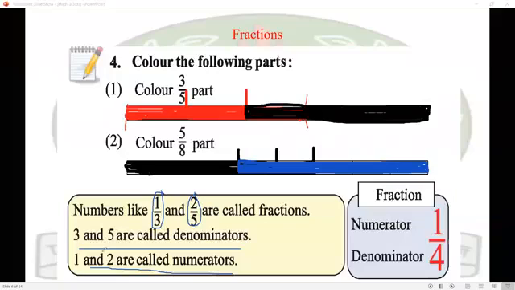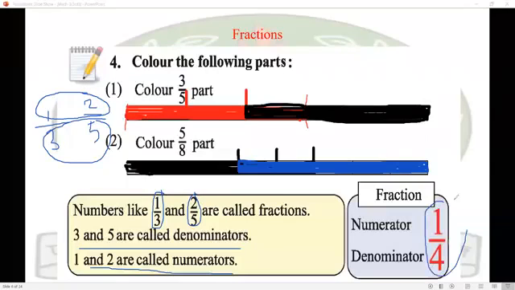You have to remember, in a fraction like 1 by 3 or 2 by 5, these numbers are situated below the line. This is called the denominator. This number above the fraction line is called the numerator. So in 1 by 4, 1 is the numerator and 4 is the denominator. In this way, we can express our fraction.